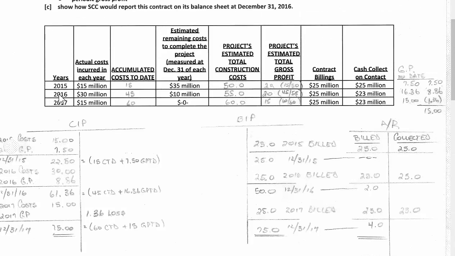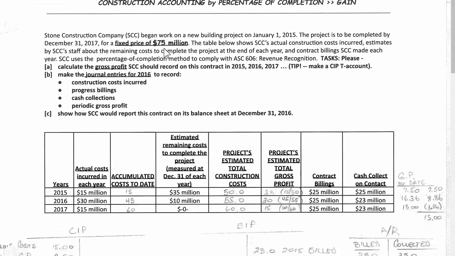For the next year, additional costs of $30 million were incurred, so that means that total costs accumulated to date would be 15 from last year plus 30 from this year, or $45 million. The principals now believe that it will cost $10 more million to complete the project, so the $45 million into the project plus $10 more million to complete means that they now believe this project will entail a $55 million cost. Now, that is matched against the $75 million contract price, so the new estimated gross profit is now $20 million.